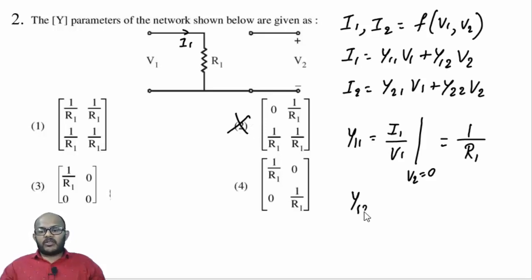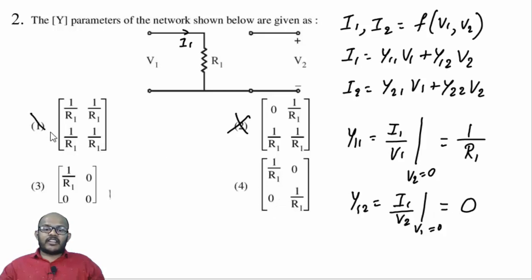What is Y12? Y12 is given by I1 divided by V2 at V1 equals 0. So what is the current I1 when V1 equals 0? When voltage is not there, current will also not be there. So I will get Y12 equals 0, such that I can eliminate option 1 also.